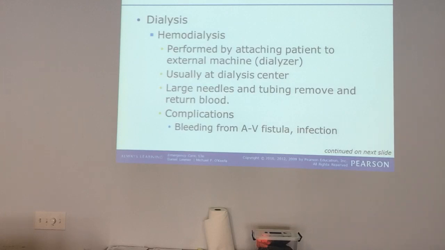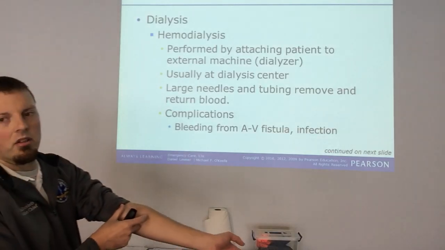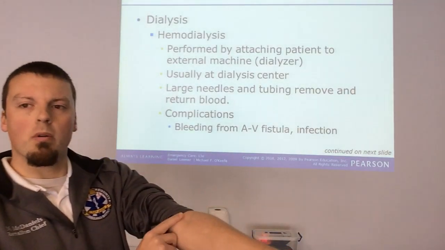Hemodialysis is performed by attaching a patient to an external dialyzer, usually at a dialysis center. They use large needles and tubing to remove and return blood. Complications a lot of times are bleeding from their AV fistula or infection. So these patients will have a fistula in one of their arms. It's normally right by the AC. It'll be this big old chunky looking, you'll think it's a vein. It's a huge port right there.